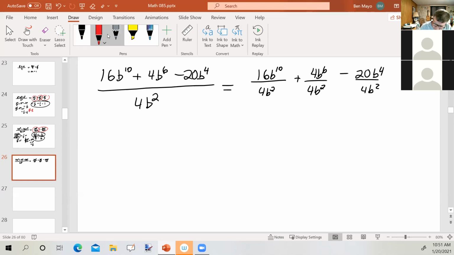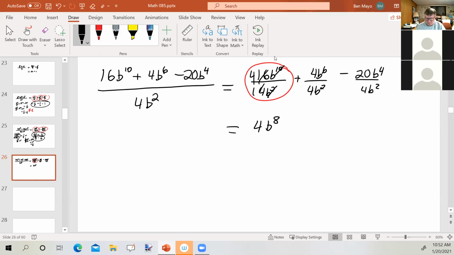Okay, so let's go through these one at a time. The first one, 16 over 4 is 4 over 1. B to the 10th over b squared would be b to the 8th. So this would be 4b to the 8th power. Plus, taking a look at this one, 4 over 4 reduces to 1 over 1. B to the 6th over b to the 2nd is b to the 4th. And 1b to the 4th, we can just write b to the 4th.